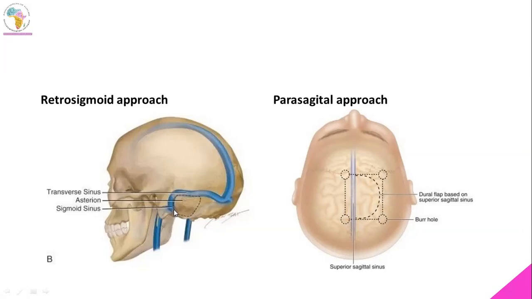Another craniotomy that is related to venous structures is the retrosigmoid approach. From its name, it is a craniotomy formed behind the sigmoid sinus, and it is usually used to approach the posterior fossa, especially the cerebellopontine angle. In this approach we use the asterion, which is the landmark of the confluence of the transverse and sigmoid sinuses, and we make our craniotomy below and behind that point to avoid injury to the transverse and sigmoid sinuses.